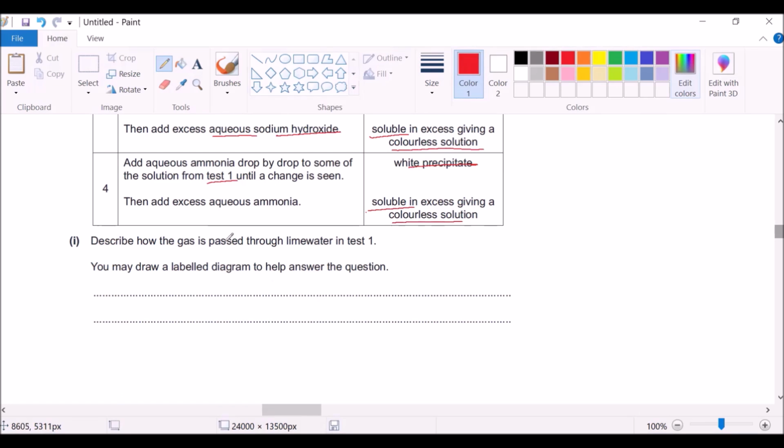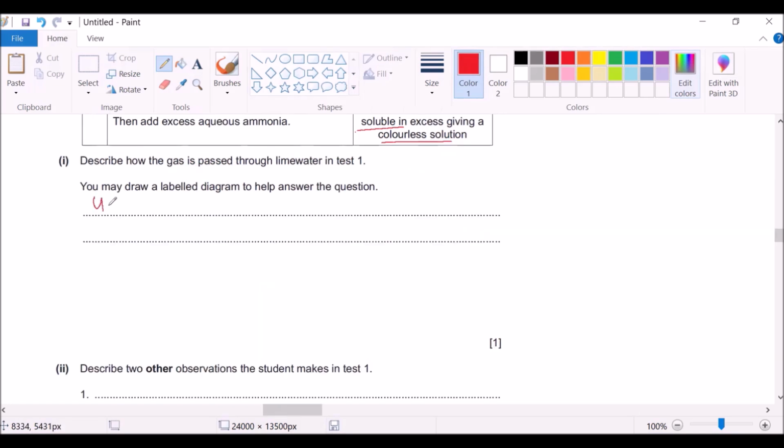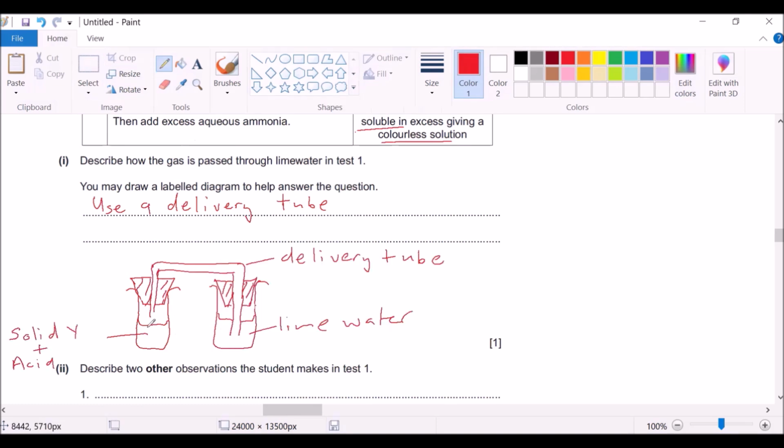Describe how the gas is passed through lime water in test 1. You may draw a labelled diagram to help answer the question. So we use a delivery tube. So if we have our reactants in a test tube, we will use a cork connected to a delivery tube. So this is how we use a delivery tube. Our solid Y and acid are in there. Any gas that is produced goes through there into the lime water, and we can have our observation.